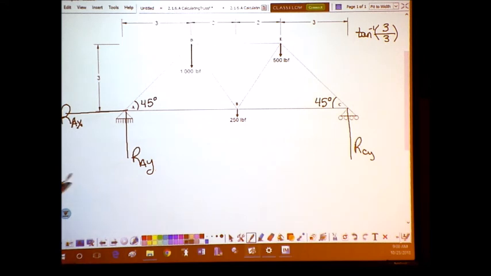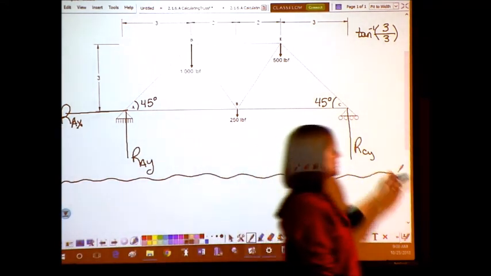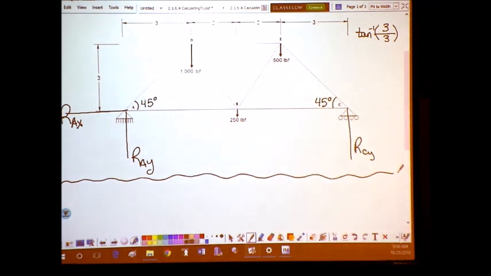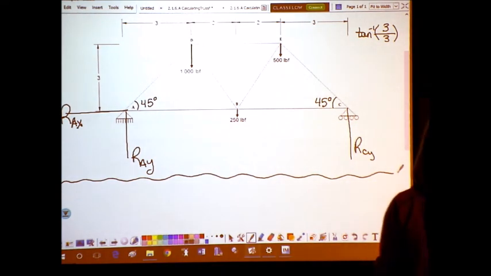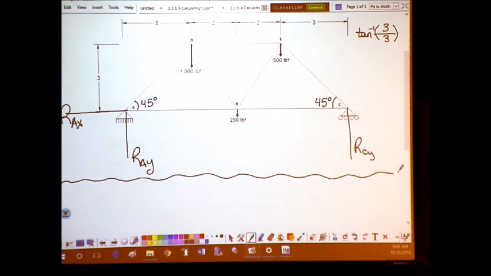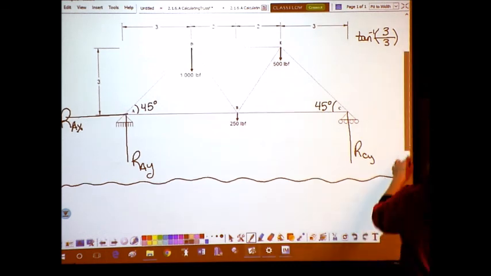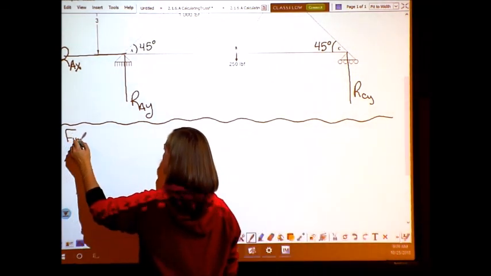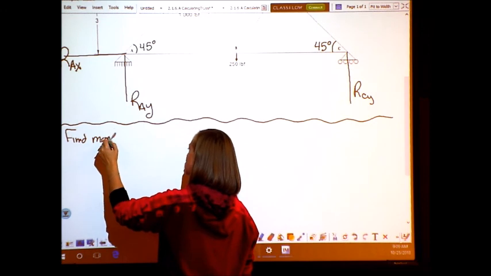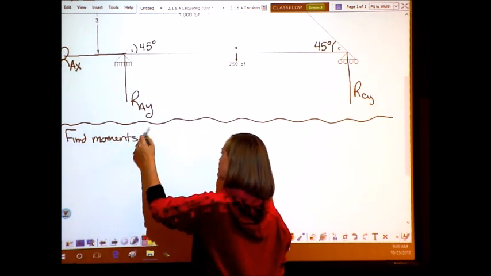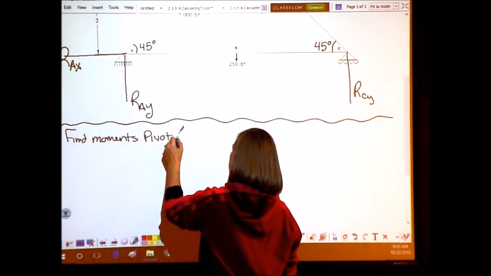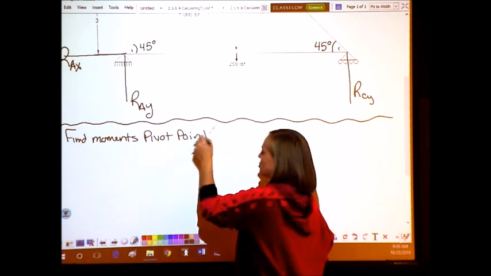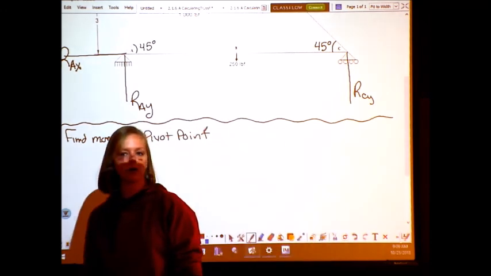After we label all that stuff, do you guys remember what we do next? Find the, starts with what letter? Moments. Find the moments. All right, guys. Find moments. Guess what? We need a pivot point. You should be able to tell what pivot point we're going to use.